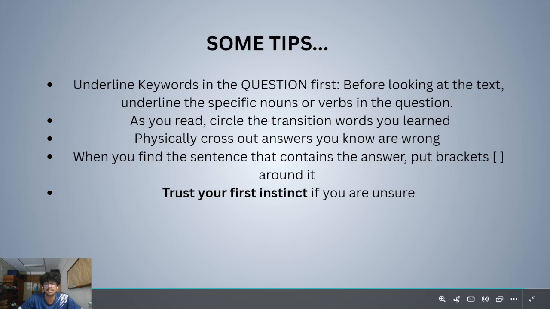Before I leave, I would like to give you some tips for reading. First, underline the question keywords in the question before looking at the text. Underline the specific nouns or verbs in the question. Do look at the question first. If you know what the question wants, it will be faster for you to read through the paragraph and find the answer. As you read, circle the transition words you learned. Physically cross out answers you know are wrong. Don't be worried to scribble on your paper because you are only submitting the answer sheet. The question sheet does not matter, it will be disposed. When you find the sentence that contains the answer, put brackets around it and trust your first instinct if you are unsure.